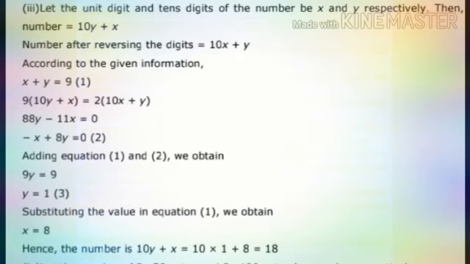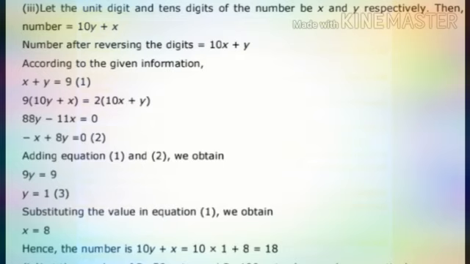So on solving, it comes like this: 88y minus 11x is equal to 0. They have divided the same by 11, and they have formed the second equation.